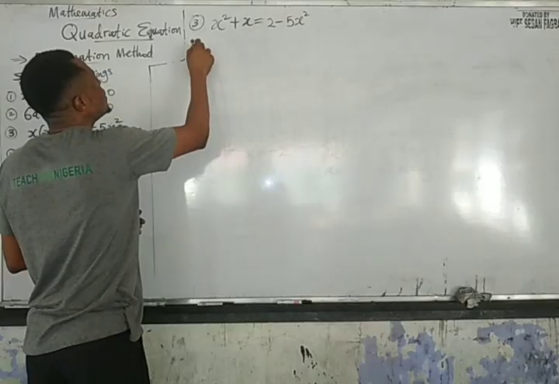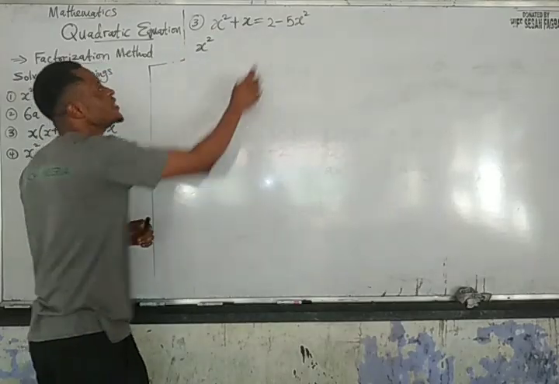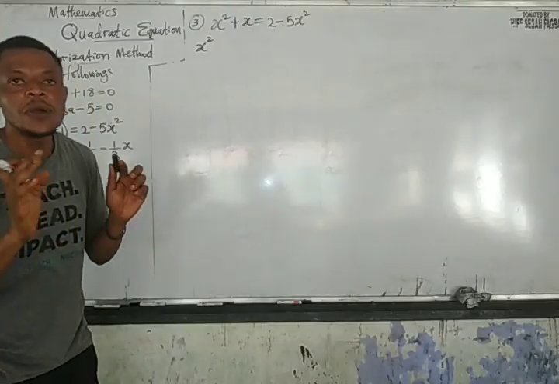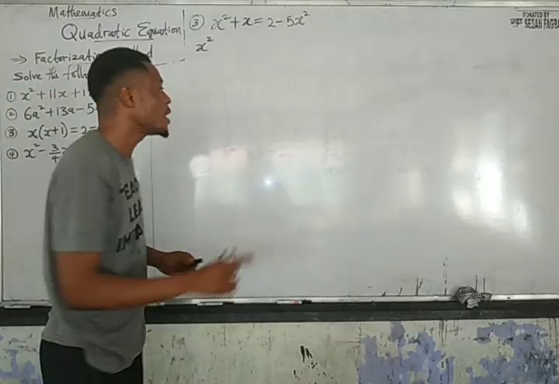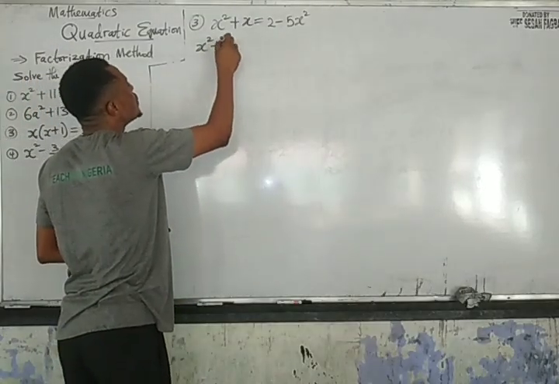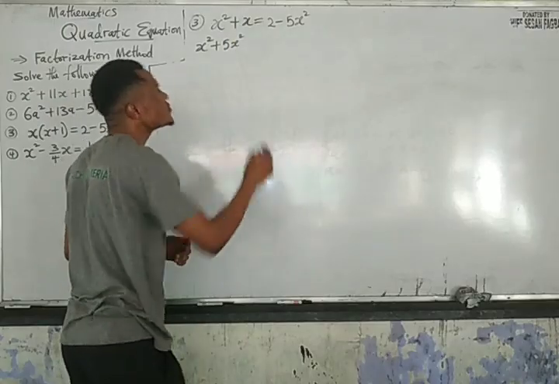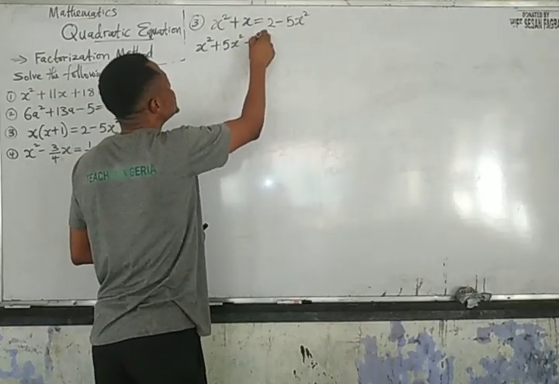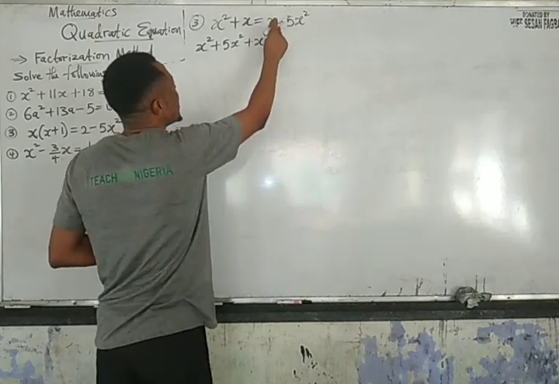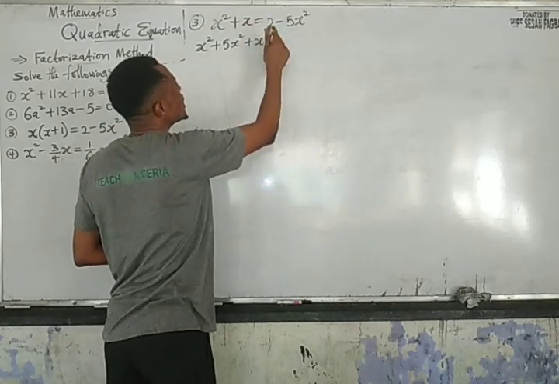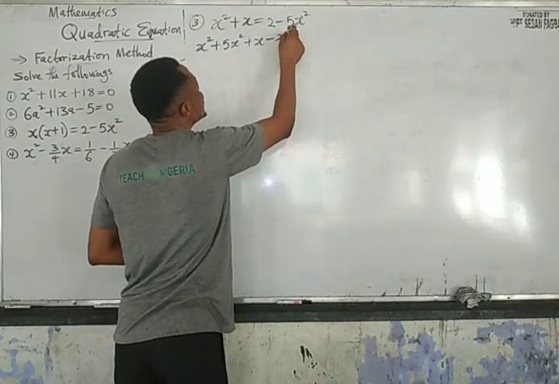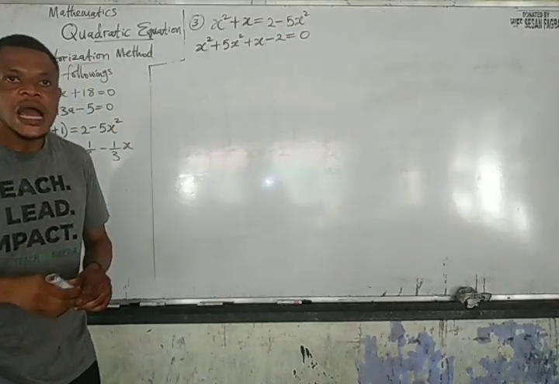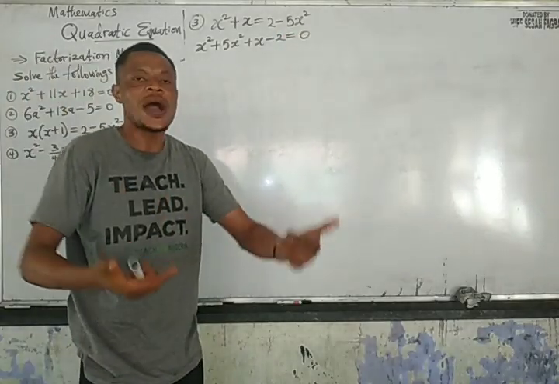So we shall be having x squared already given here, minus 5x squared coming down to this side will become a plus 5x squared. We have plus 5x squared. We have our x already here, which is still present. Then finally the 2 we move to this side, it will become minus 2, all to give us nothing at the right side. Our quadratic equation is beginning to have shape.